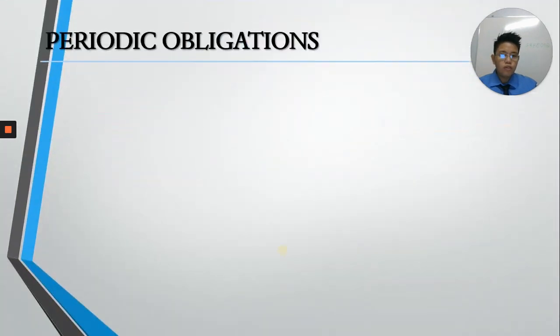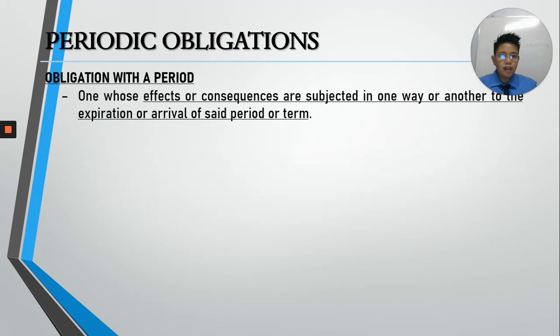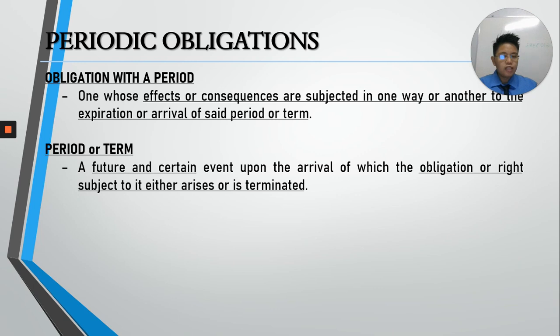So let's begin with the definition of an obligation with a period, or otherwise known as a periodic obligation. So remember, an obligation with a period is affected by the expiration or arrival of a period or a term. So ang kailangan lang natin tandaan sa obligations with a period, may effect sa kanya yung expiration or arrival ng isang period or term. So please take note of the definition of period or term. It is a future and certain event upon the arrival of which the obligation or right subject to it either arises or is terminated, depending on what kind of periodic obligation it is.